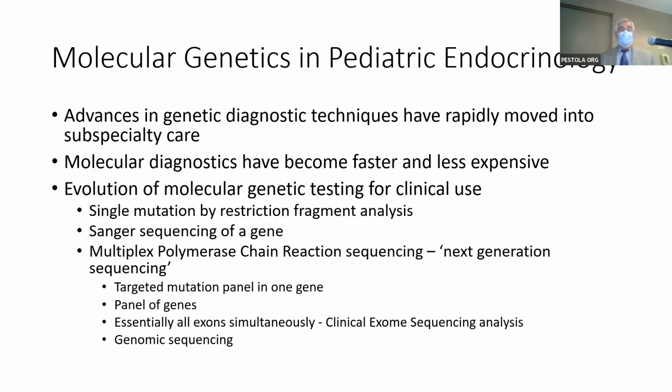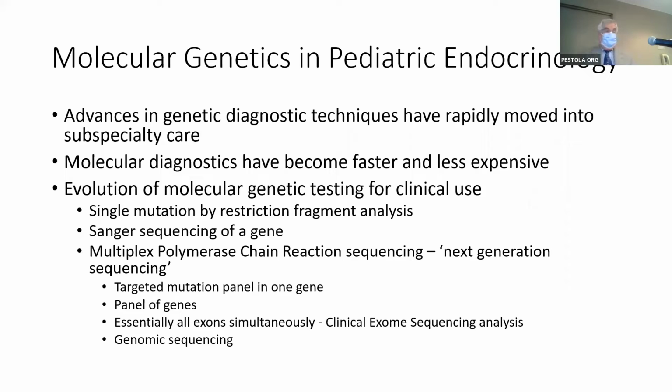So how about molecular genetics in pediatric endocrinology? What we've learned has been moved very rapidly from specialty labs to subspecialty care. It's not standard of care yet in the common pediatrician or GP's office. They've gotten faster, they've gotten less expensive. Just a few years ago, a clinical exome sequencing was $26,000. Now it's $2,600.